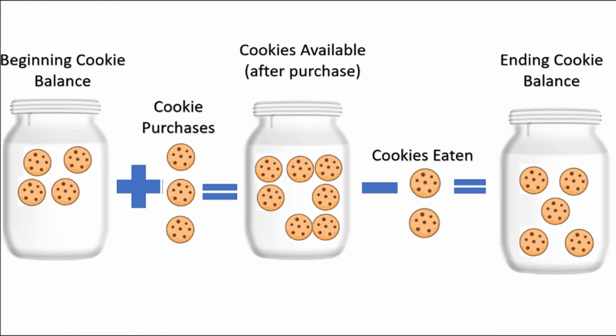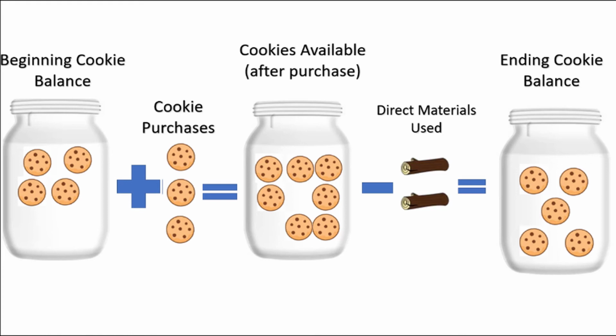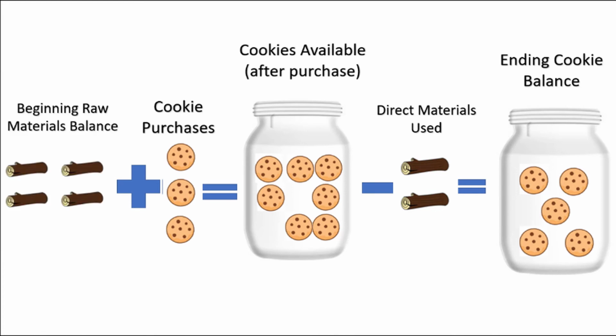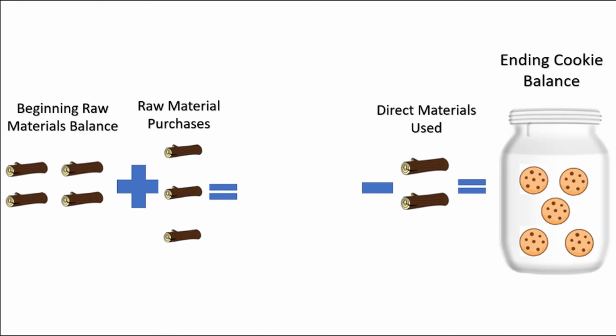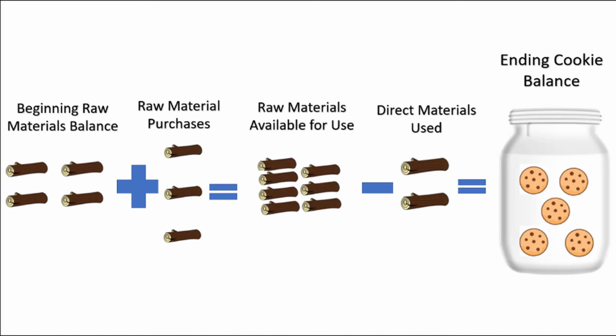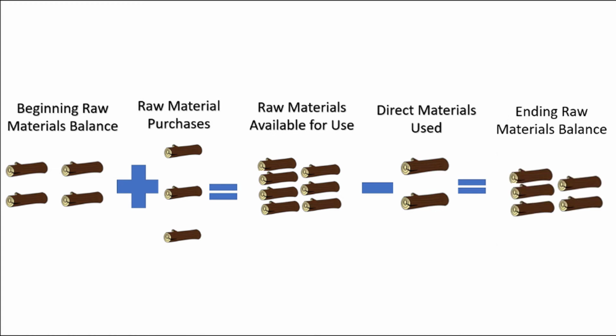In a manufacturing statement, instead of wanting to know how many cookies were eaten, we want to know the amount of direct materials used, so just change the labels. Instead of beginning cookie balance, we have the beginning raw materials balance. Instead of cookies purchased, we have raw material purchases. Instead of cookies available, we have raw materials available for use. And instead of cookies in the jar at the end of the day, we have ending raw materials balance.